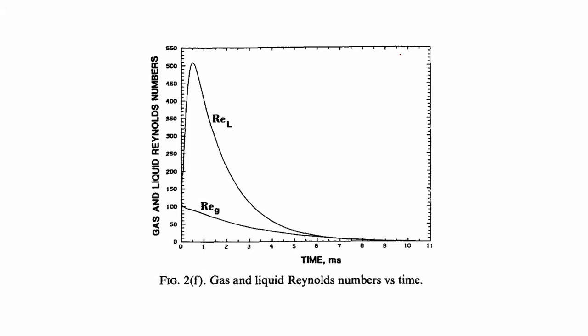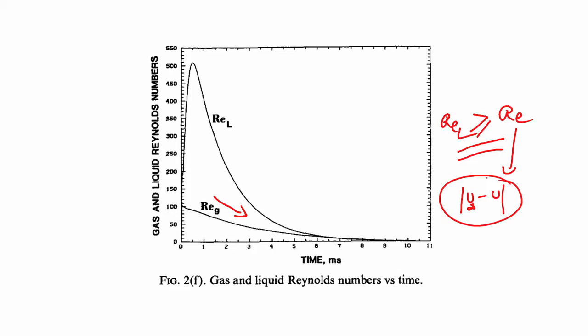Now this is the interesting part where we look at the Reynolds number. Previously, if you recall, we said that this Reynolds number is greater than or equal to the Reynolds number of the gas phase. The gas phase Reynolds number uniformly comes down, it has to. That is because this Reynolds number is dependent on u infinity minus u, which is the relative velocity between the gas and the droplet. So naturally this should come down with time.